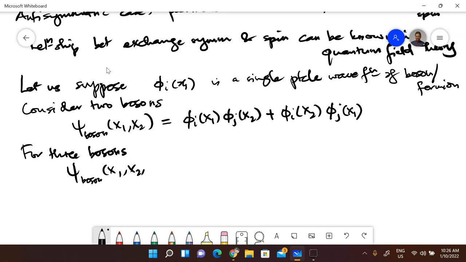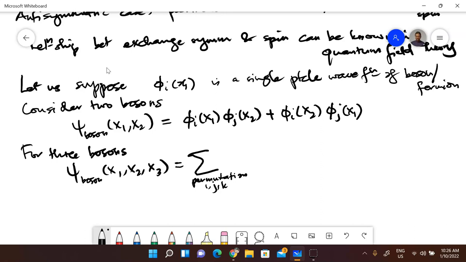Okay, so there's another occupant in the other room. Psi boson x1, x2, x3. So there will be three locations here. So how does one generalize that? It is to take all possible permutations. And I'm going to do it a little bit different from what's done in the book, just to show you that there are other ways of writing it down.